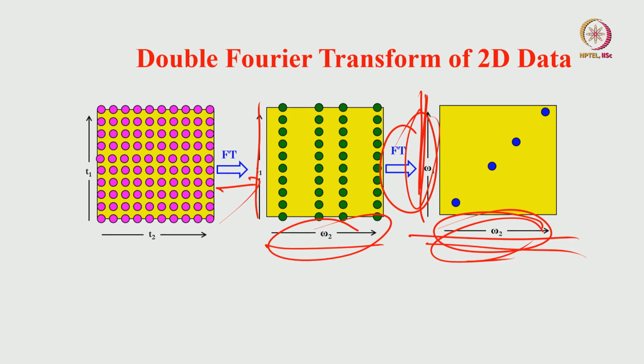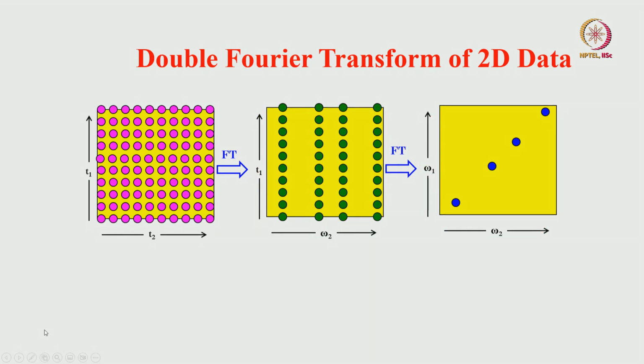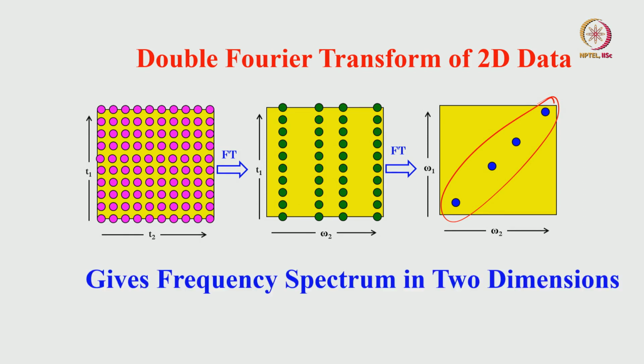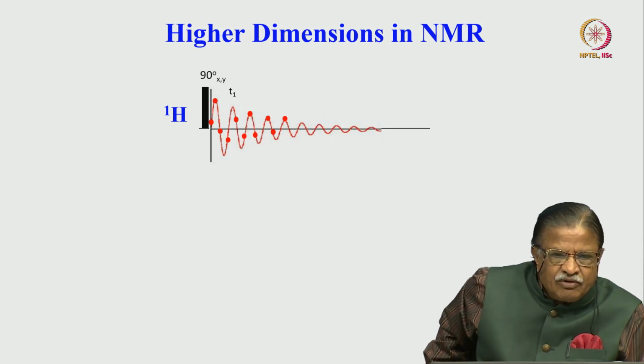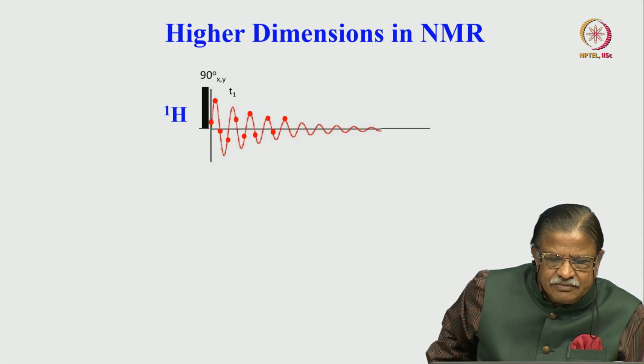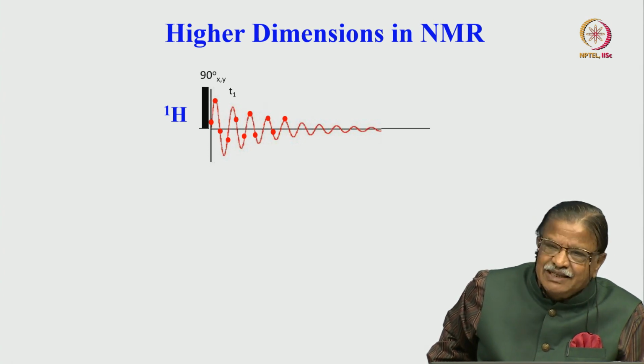So what I did is I collected the signal, did the Fourier transformation first in this dimension, and then afterwards I did the Fourier transformation in the other dimension also. Then we get a frequency spectrum in both the dimensions. That is interesting. This is a two-dimensional frequency domain spectrum. You got the point? Then how many dimensions can we have in NMR? So far I told you about 2D NMR, 2 dimensions. How many dimensions can we have like that? We can have any number of dimensions, but there is a limit for it.